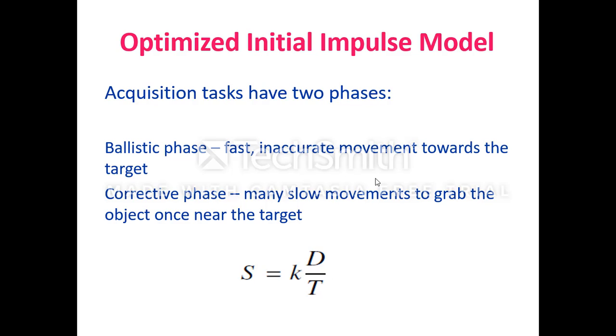So it's more like rushing to the location of the object if you're far away, and then trying to get close enough so that you intersect with the object and then you grab it. Here in this equation, S is the standard deviation of the endpoint, D is the distance covered, and T is the movement time.